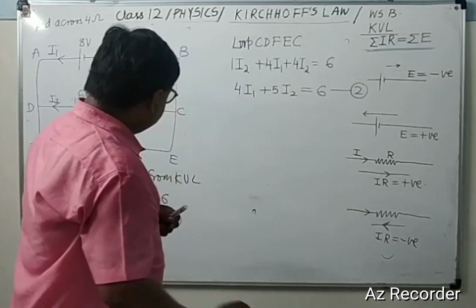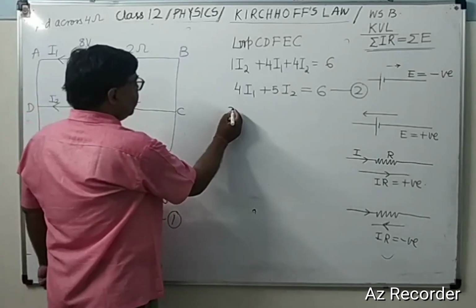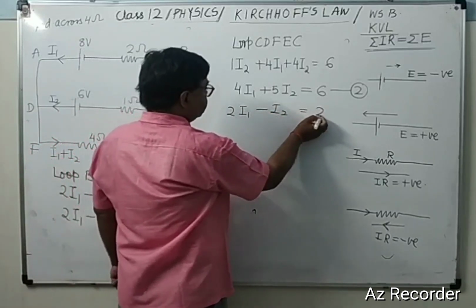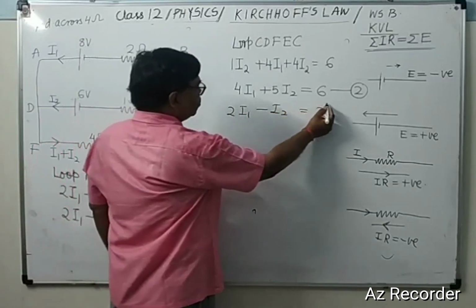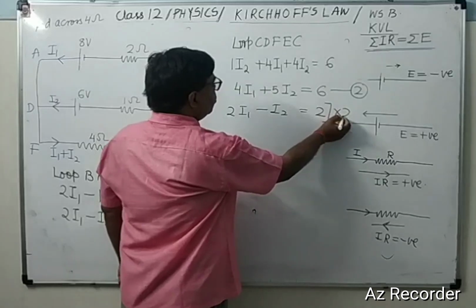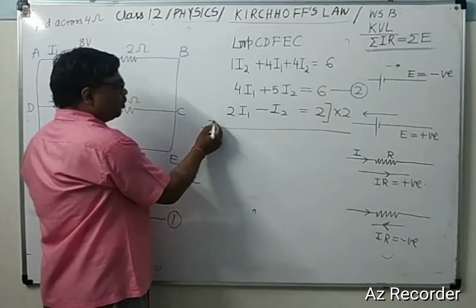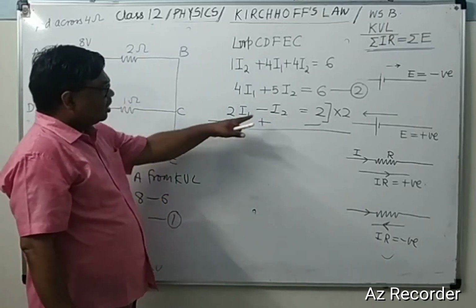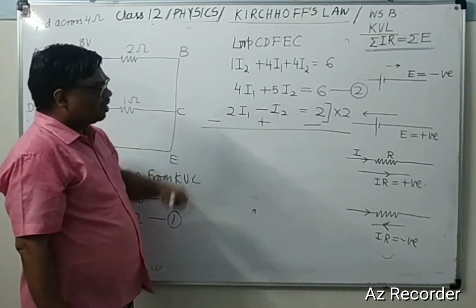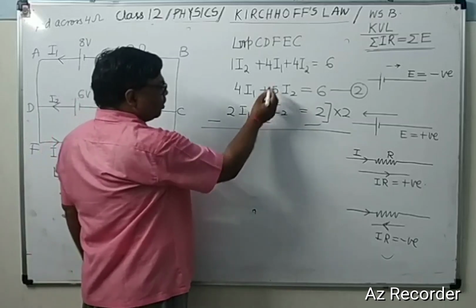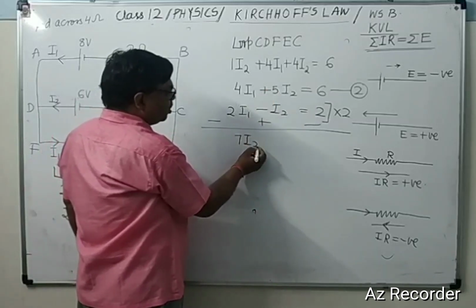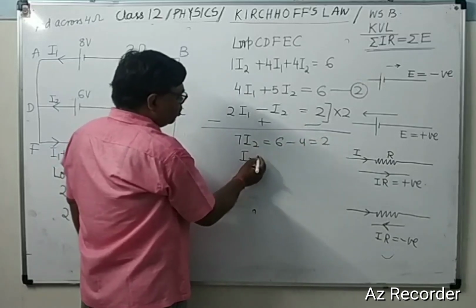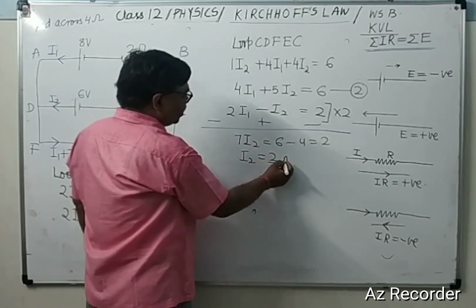Now you have to simplify this, solve this. So how will you solve it? You write down this 2I1 minus I2 equals 2. You multiply this whole equation by 2 and then subtract. So when you subtract, the sign will be changed. It's clear? Here 2 2s are 4I1, 4I1 cancel. This is 2I2 plus 5I2, that is 7I2 equals 6 minus 4, that is equals 2. So I2 equals 2 upon 7 ampere.